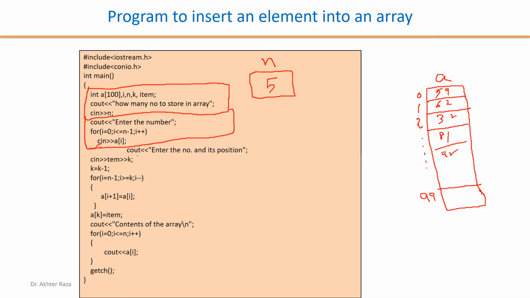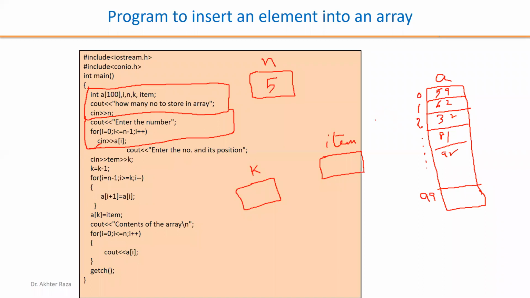Next step is cout: enter the number and the position. This number is referred to as item. The user has to input item here. This item is blank up to now because it is created but not initialized. And the second thing is the position number at which you want to place this item. This is the position number K.